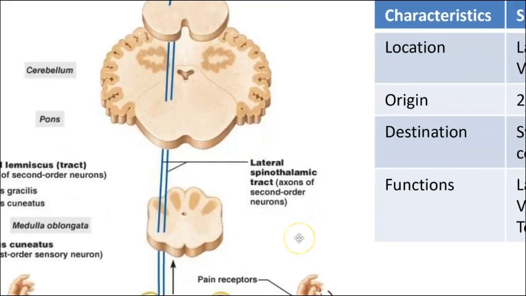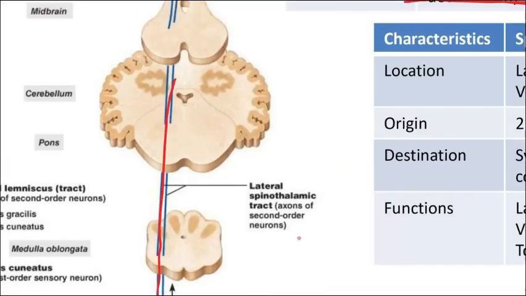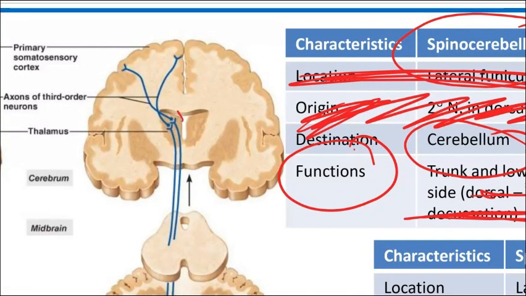All the way up to the thalamus, hence spinothalamic. And then it doesn't stop there, and the third order neuron reaches the cortex. So, in summary, dorsal white column and spinothalamic pathway consist of 3 neurons.